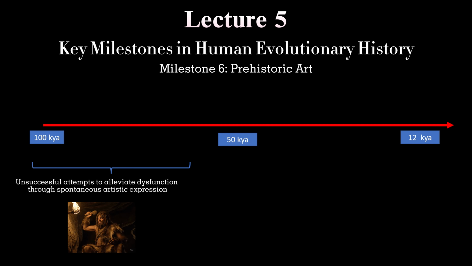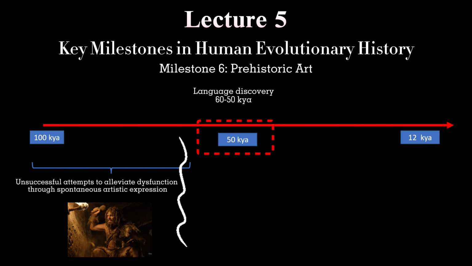When language was eventually discovered, which happened, according to our hypothesis, around 60 to 50,000 years ago and without any direct continuity from earlier artistic practices, artistic expression persisted, but no longer as a practical response to cognitive dysfunction, an alternative to language. Artistic expression subsequently evolved through two consecutive stages.